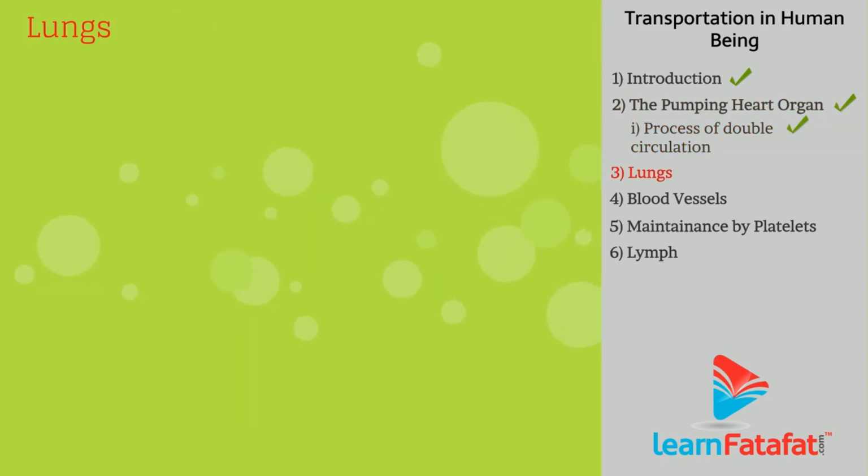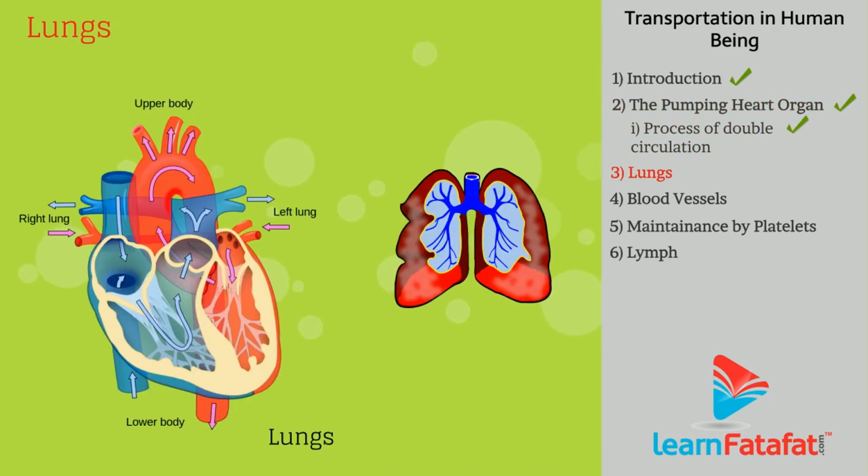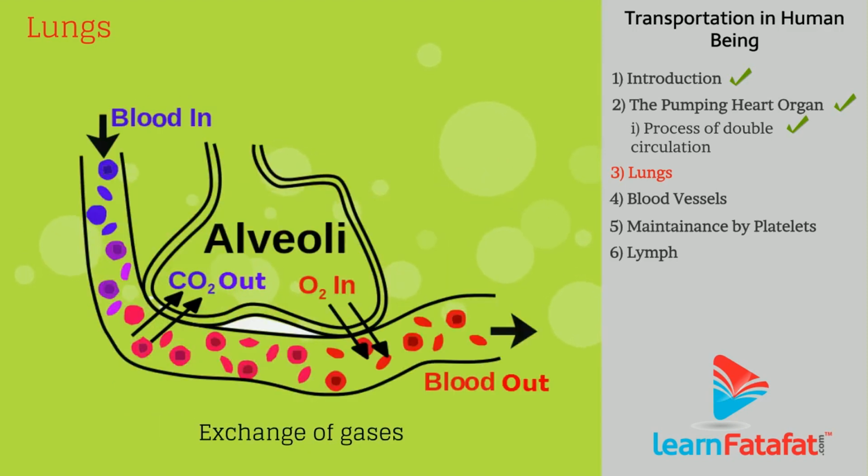Lungs. Lungs collect deoxygenated blood from heart and transfer oxygenated blood to heart. In lungs, exchange of gases takes place. That is, oxygen is mixed in blood and carbon dioxide is released out.